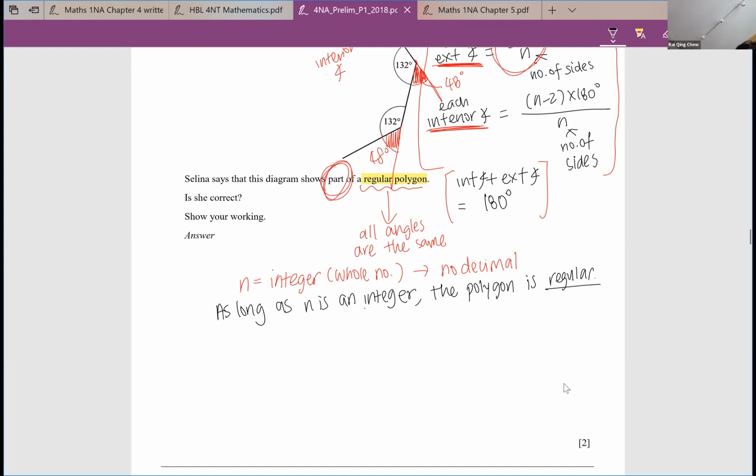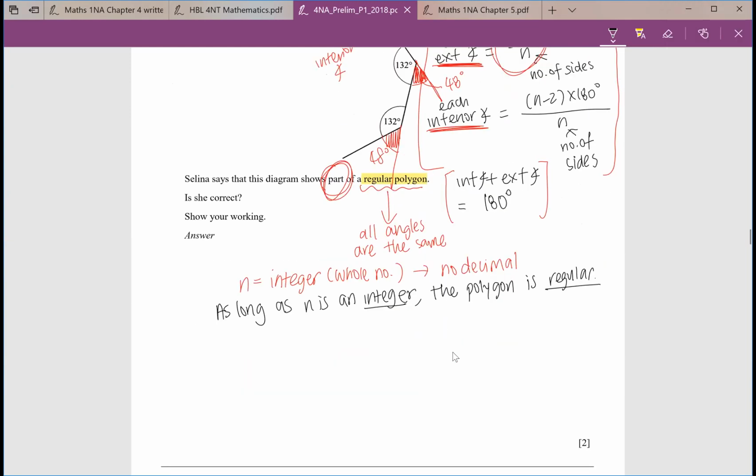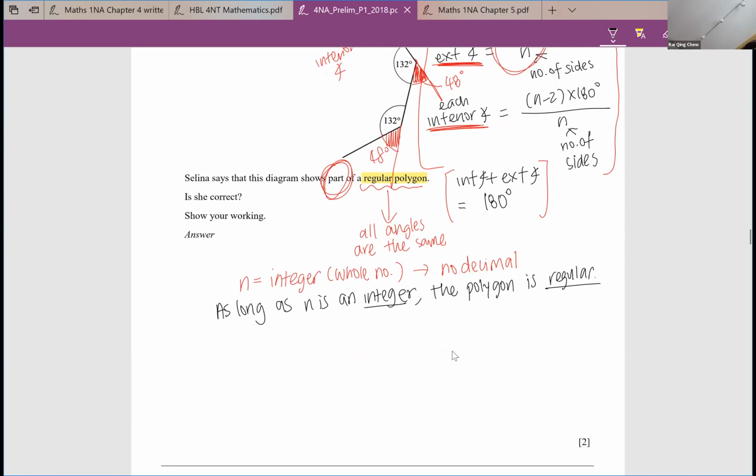Okay, so as long as n is an integer, the polygon is regular. So let's see. Do I know what's the exterior angle already? 48, right? Okay, so what should I do to find n? We need to find n. What is the exterior angle again? 48, right? So I can put in 48 is equals to 360 over n. So what is n?